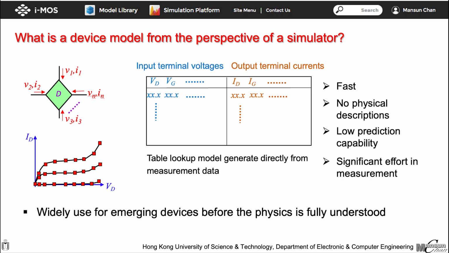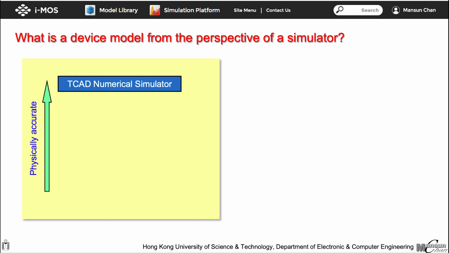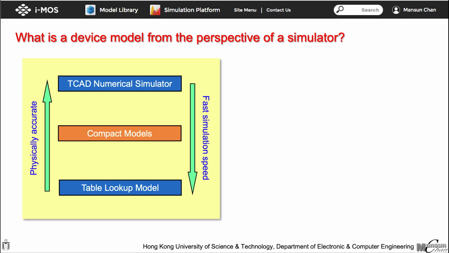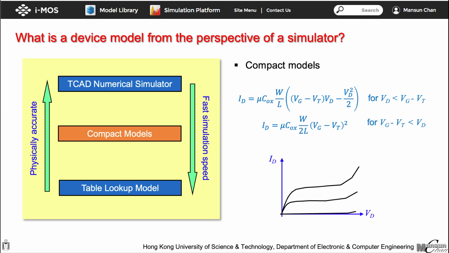Now we understand that TCAD models are physically accurate but can be slow for simulation. In contrast, table lookup models lack physical insight, yet they are fast and can accurately reproduce measurement data. Between these two extremes, we find compact models, which are the most commonly used models for circuit simulation. In compact models, the relationship between terminal currents and voltages is described by analytical equations, typically expressing terminal currents as an explicit function of terminal voltages.